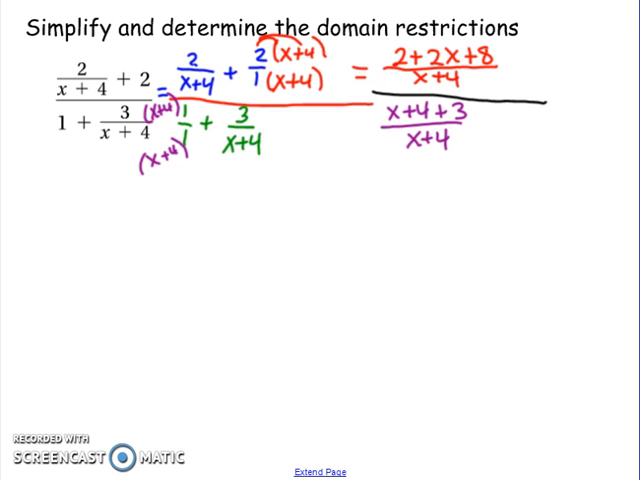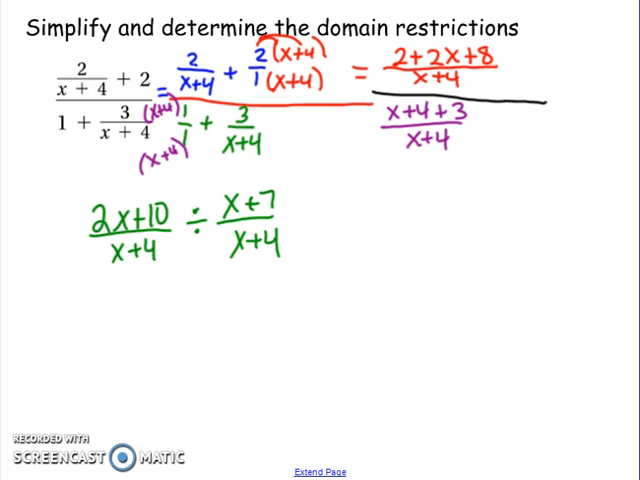So I'm just going to combine like terms on the top. So the 2 and the 8 can combine together. So what I really have now on the top is 2x plus 10 over x plus 4. And then I'm dividing. I'm going to combine the 4 and the 3 and get x plus 7 over x plus 4.